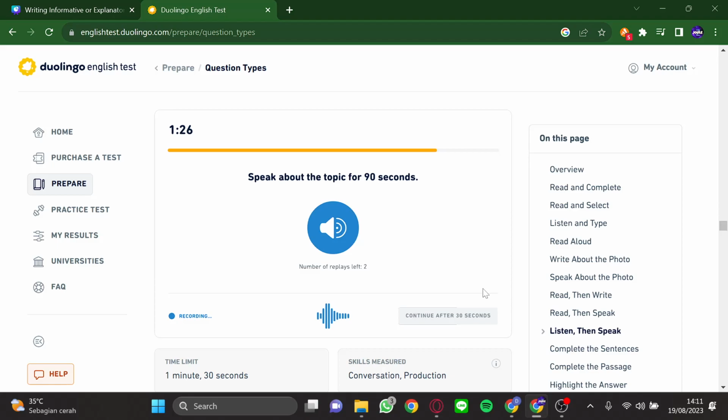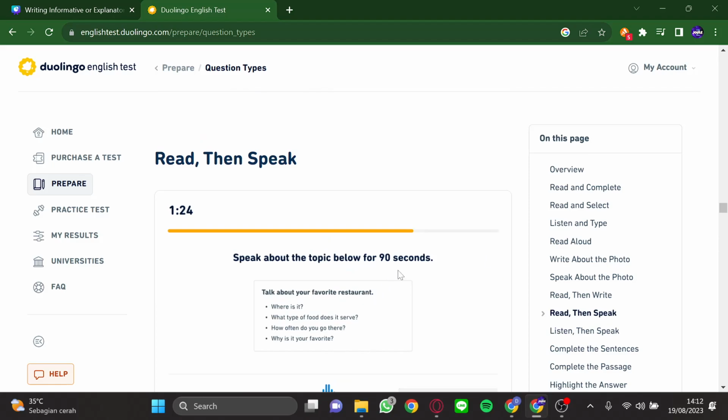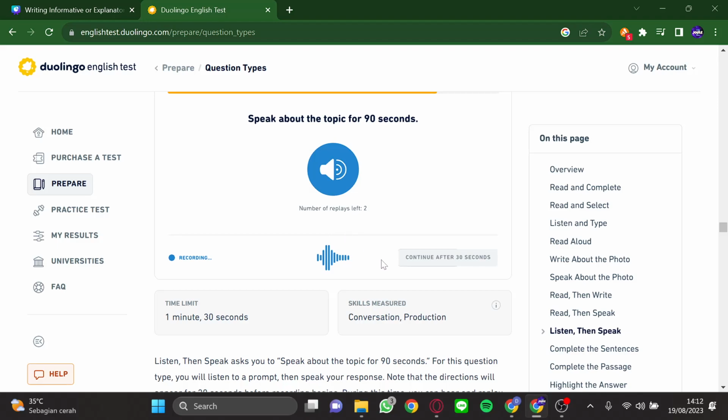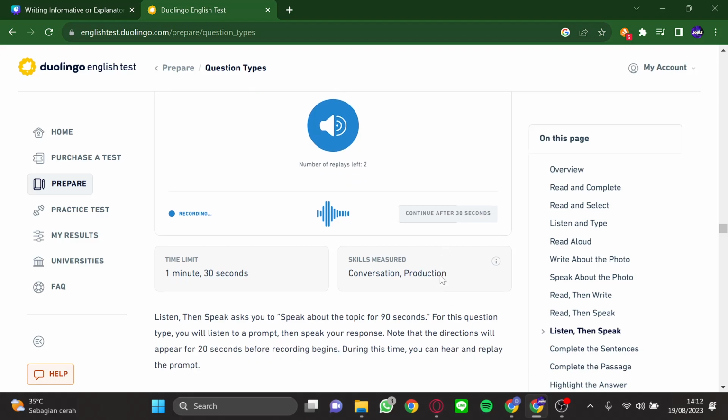Based on a prompt that is given to you by audio. So this is basically the same thing as this, but the prompt is not written, the prompt is read by a person, by a recording basically. And you can play the recording of the prompt 3 times, and then you have to continue and answer your piece verbally for around 90 seconds.